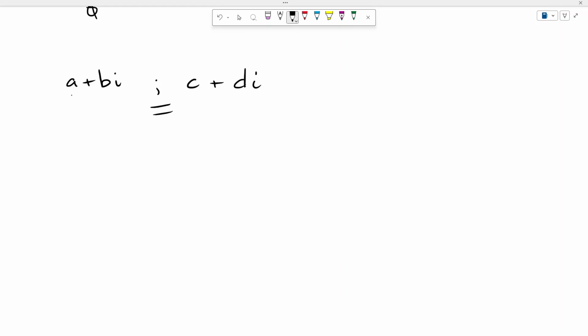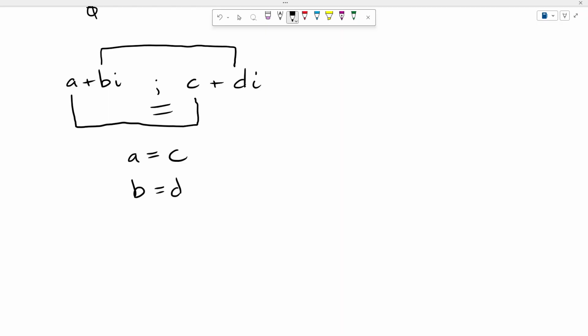that can only happen if we have a equal to c, and then we'd have b equal to d. So they're equal if and only if the real parts are equal to each other, and then the imaginary parts are equal to each other. So as long as they meet this criteria, then we can consider two complex numbers to be equal. It's just something to keep note of.